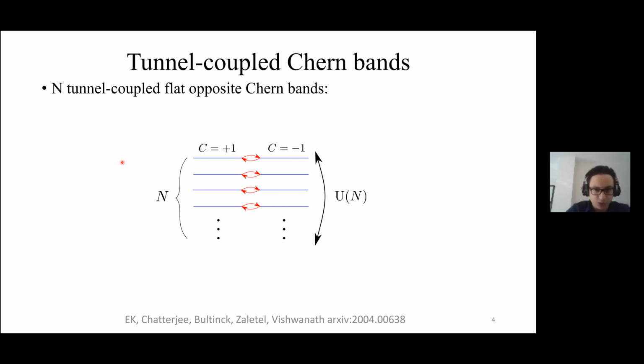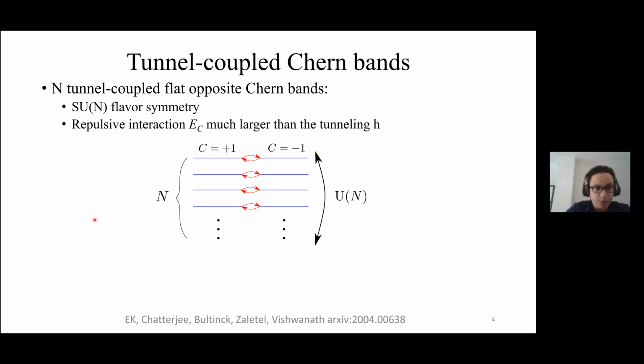And we make 2 main assumptions. The first is that we have an SU(n) flavor symmetry that allows us to rotate among these bands. And the second is that we have a repulsive interaction whose strength is much stronger than this tunneling amplitude. In twisted bilayer graphene, this interaction is taken to be Coulomb or screened Coulomb, but we can consider any repulsive interaction that has the same symmetries.